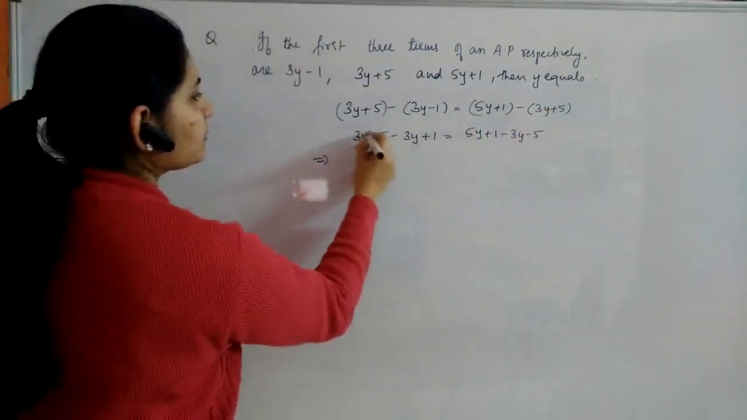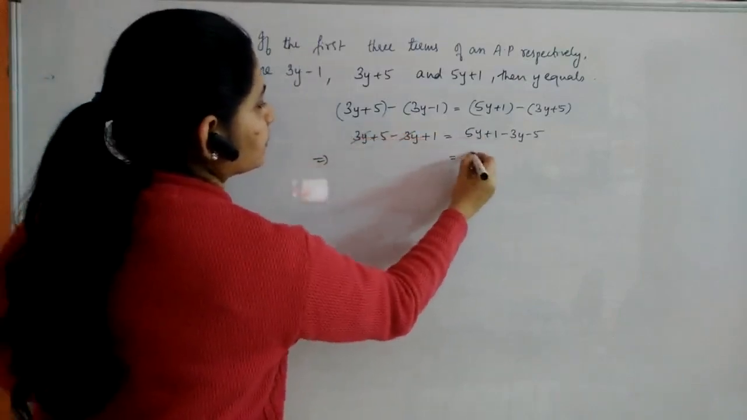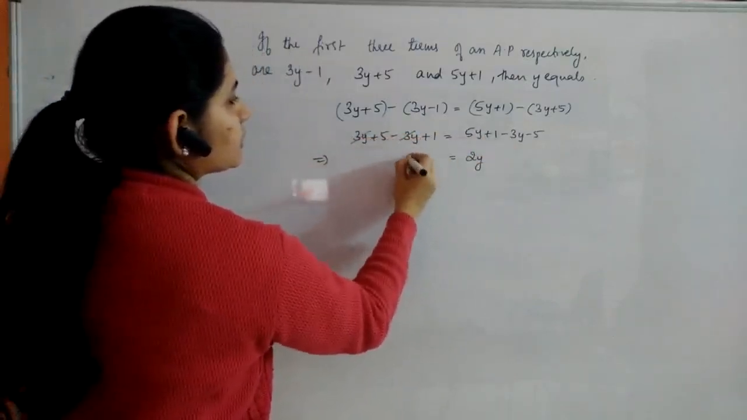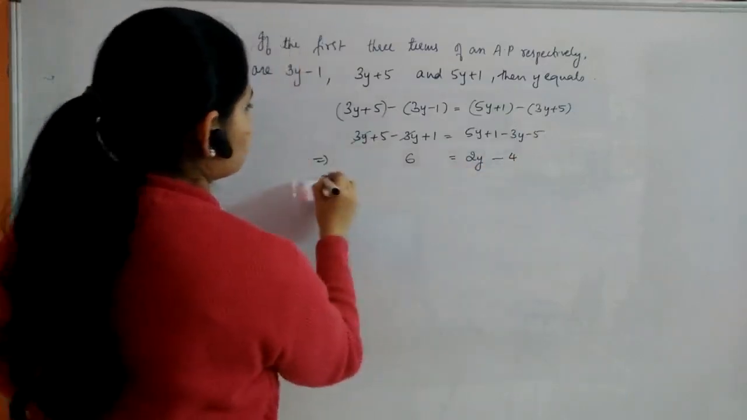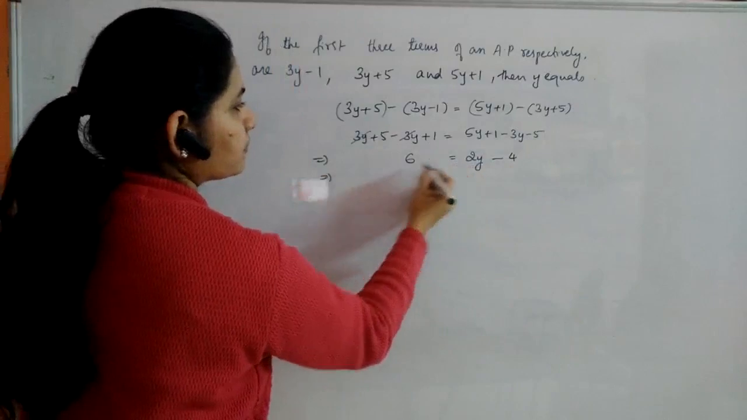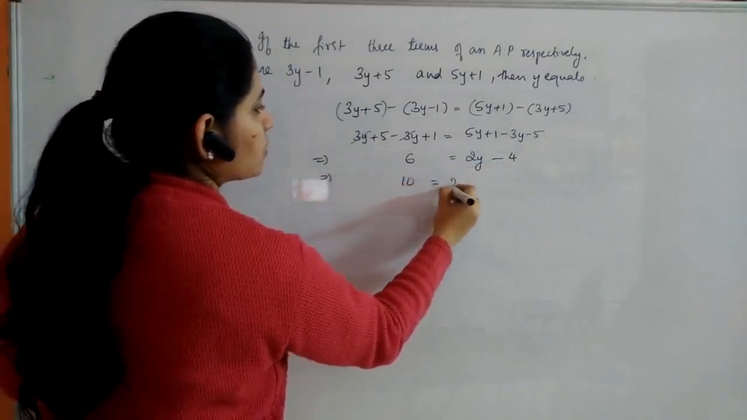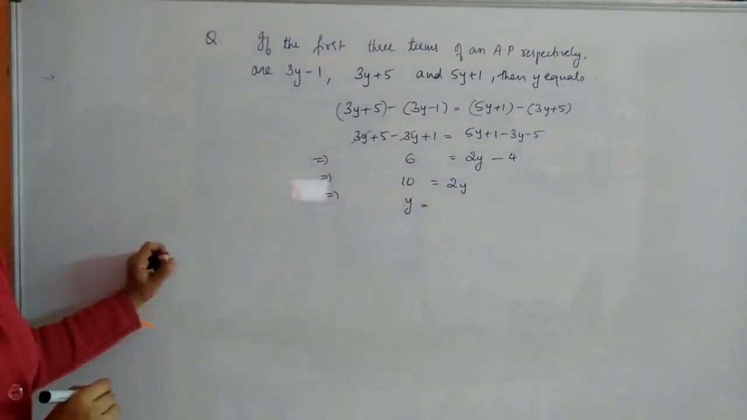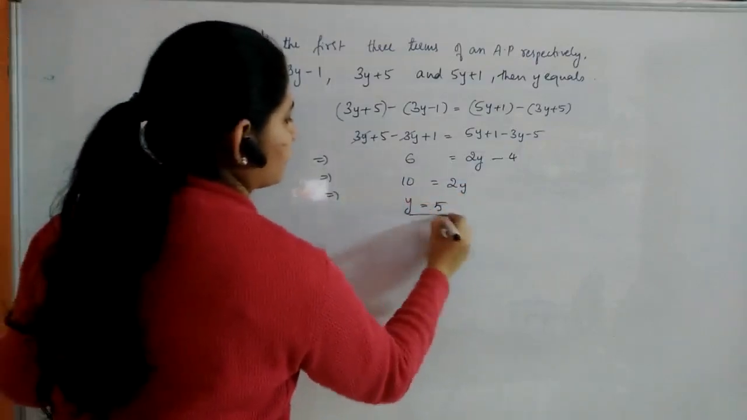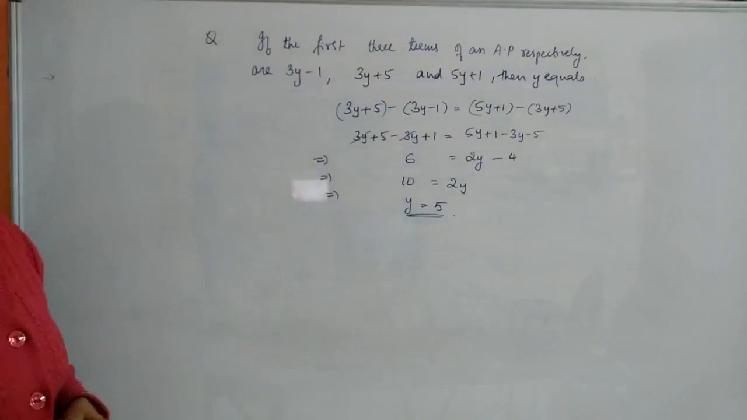How much are you getting? Here this is 6, here you have how much? So what is this? 10 is equal to 2y, or y is equal to how much are you getting? 5. So y is equal to 5.